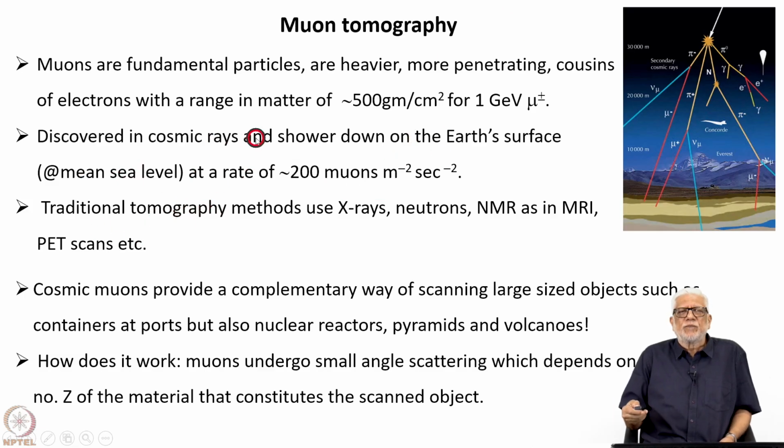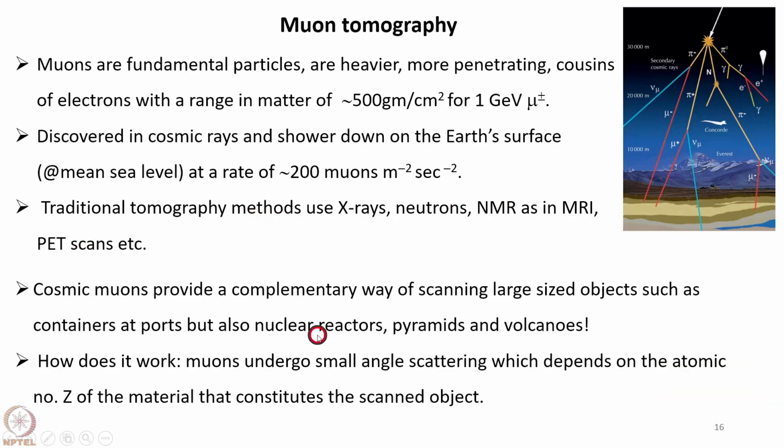Okay, so these muons were discovered in cosmic rays, and they shower at the rate of about 200 muons per square meter per second. This should be second inverse. There is a mistake here. Traditional tomography uses X-rays, neutrons, NMR, and so on, PET scans. Whereas if you use cosmic rays, you don't have any radioactivity at all. You're using just natural cosmic rays. And this has been used, for instance, to scan large size objects such as containers in ports, but also nuclear reactors, pyramids, and volcanoes.